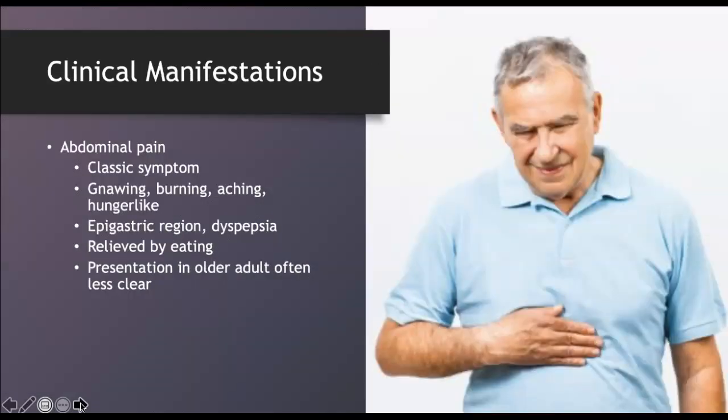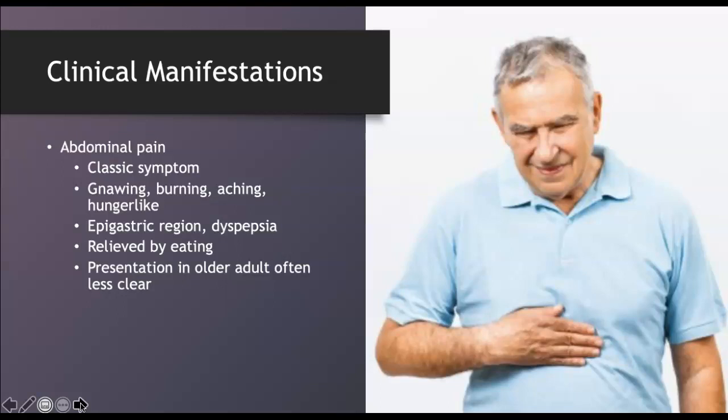As for the clinical manifestations, it depends on where the ulceration is, but the classic symptom is abdominal pain, like a gnawing, burning, aching, hunger-like pain. Usually in the epigastric area, they may have some dyspepsia. That's usually for their gastric ulcer. It says relieved by eating.